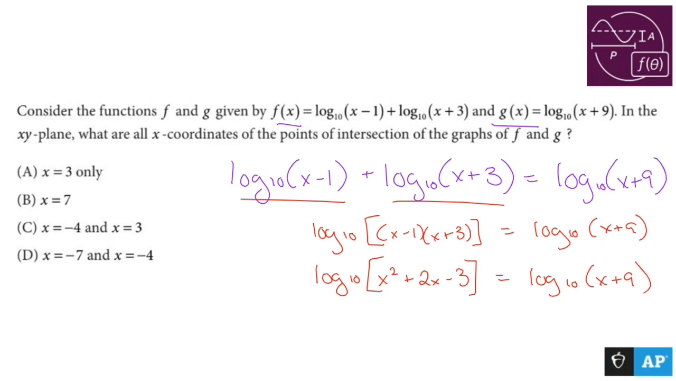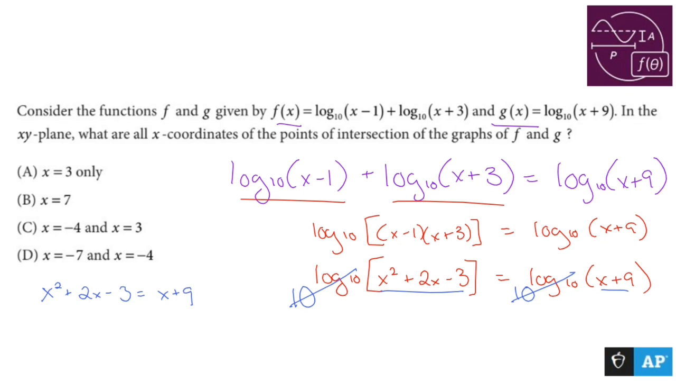Now I still have those logs on both the left and the right. If only I can make them disappear. I can. Since they're both log base 10, I'm going to take 10 to the power of both sides. That's not proper English, but by doing that, the bases kill each other off. And all I'm left with, let me write it out here where I have more space, is that guy equals that guy: x squared plus 2x minus 3 equals x plus 9.